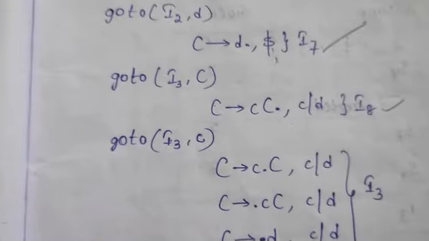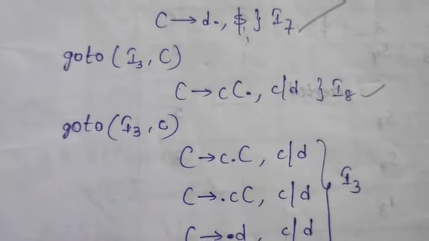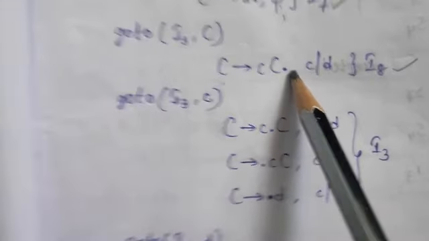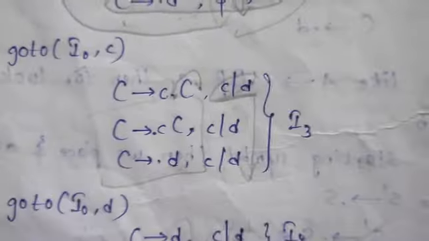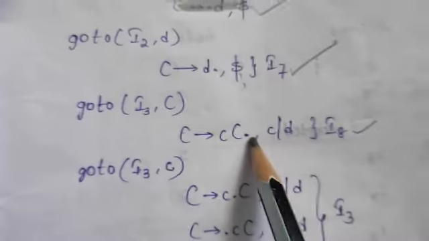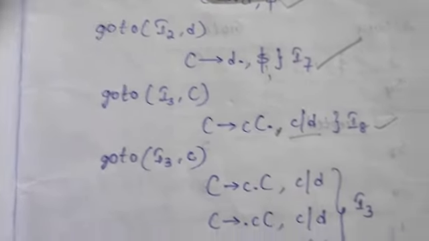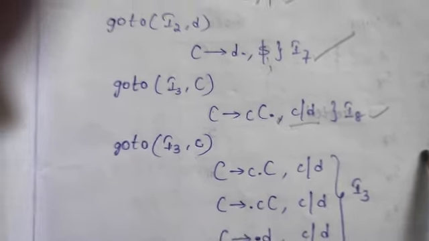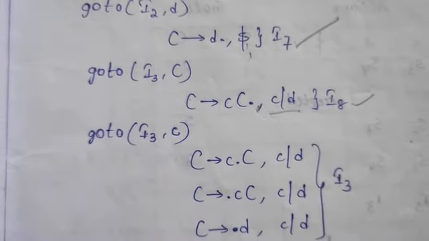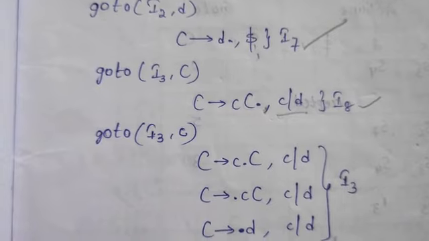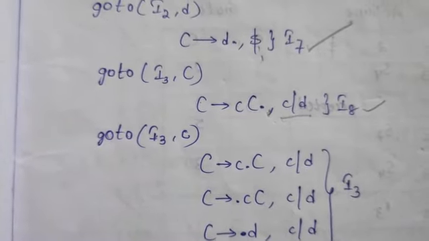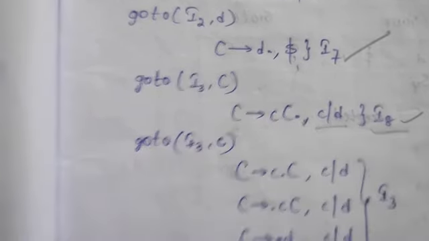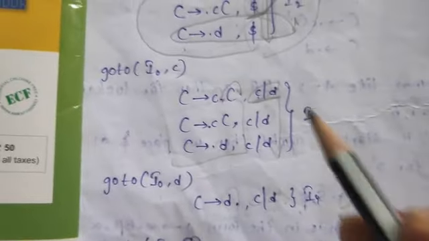So here in I3, the dot is moving by capital C, it will get C tends to small c capital C dot. The look ahead in I3 is nothing but C/D. For that, the look ahead is nothing but C/D. So this is indicated by I8. Why? Because it does not match with any of the before states. For that reason it should be indicated as I8. Okay, so the first one is completed in I3.